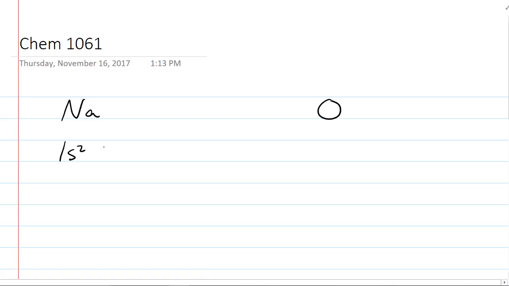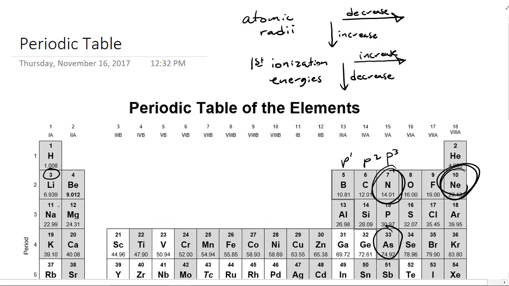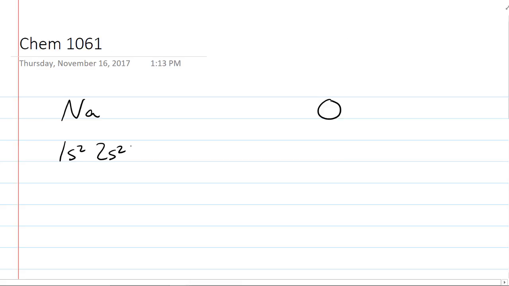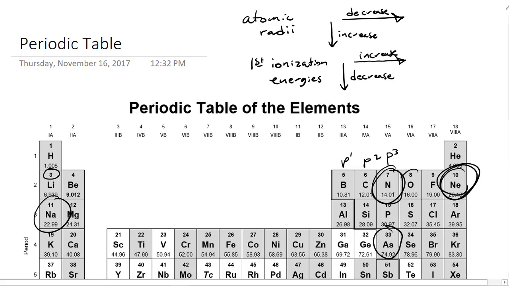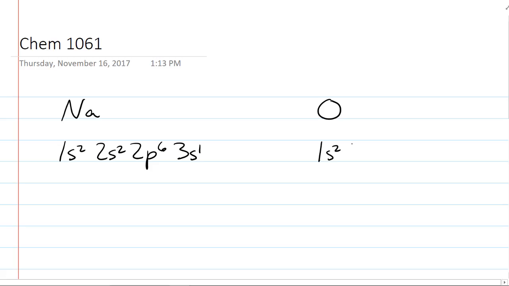We'll have 1s2, 2s2, and we need to get up to 11 electrons. So that means we'll go then to 2p6 followed by 3s1. And if we went to oxygen and wrote out its configuration sitting right here, we need to get up to 8 electrons. So we'll put in 1s2, 2s2, and 2p4. Now these are for the neutral atoms. And hopefully you're writing in pencil.